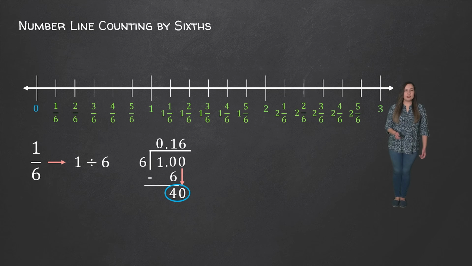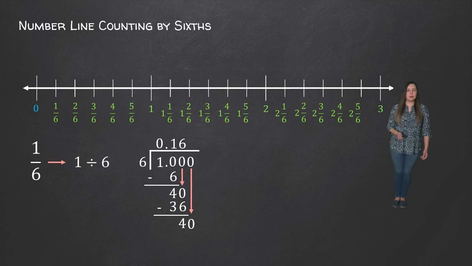Well, 6 goes into 40 6 times, and that's because 6 times 6 is equal to 36. We're going to go ahead and write the 36 there, and then subtract. 40 minus 36 is equal to 4. Because we have a remainder, we're going to go ahead and add another 0. Make sure you bring it down.